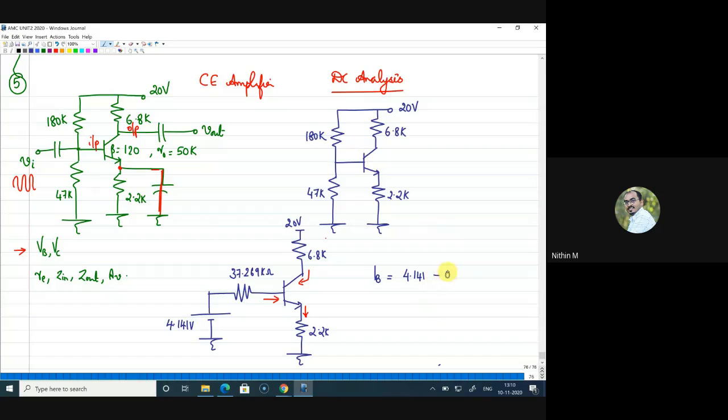4.141 minus 0.7, because these two are the voltages, this is 0.7, divided by 37. What I'm writing now is a result of a KVL. You have to write a KVL and that will give you the IB value: 37.2K plus 2.2K into (beta plus 1) into IB, right? Beta plus 1 is 121. I hope this will give the answer. So what is the answer, Akram?